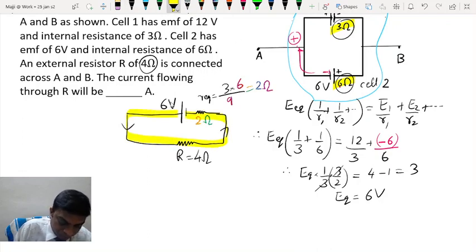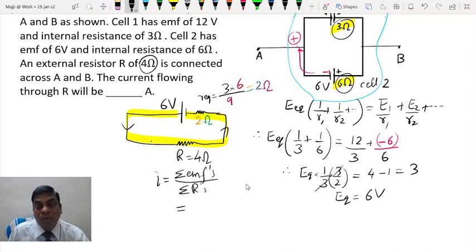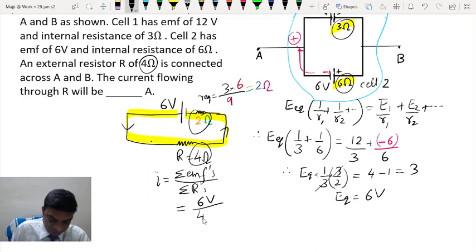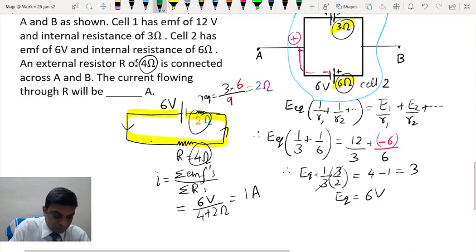In a simple loop, you can calculate the current as sigma EMFs upon sigma Rs. Algebraic sum of all the EMFs included in the circuit divided by the sum of resistors. So only one cell is there, so 6 volt. Total resistance is 4 plus 2, that is 6 ohm. So current is 1 ampere. So the answer is 1 ampere.